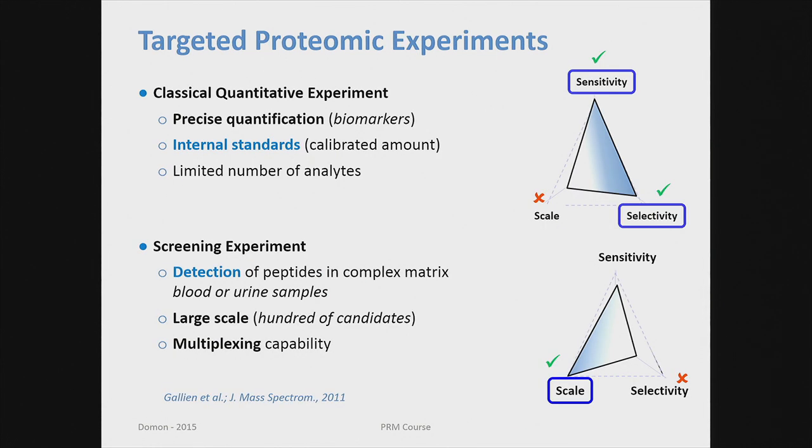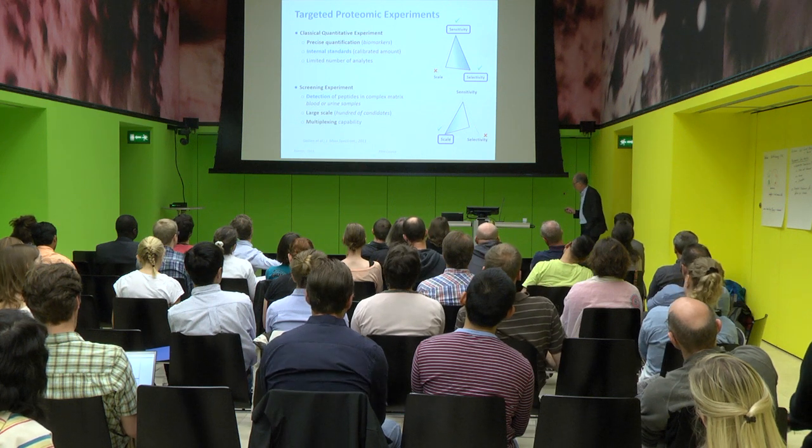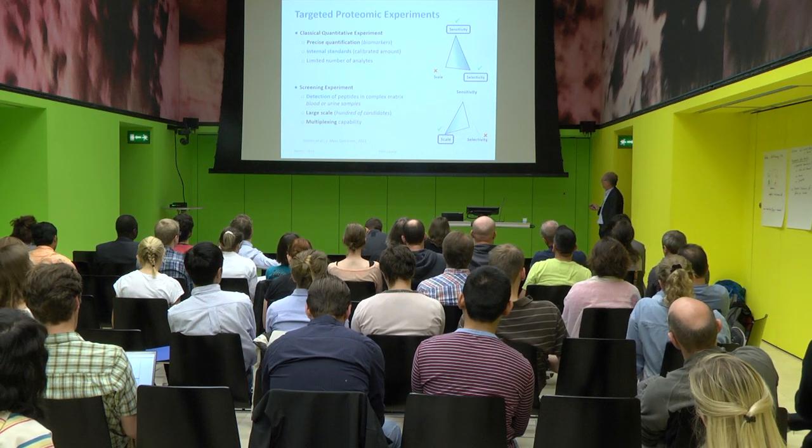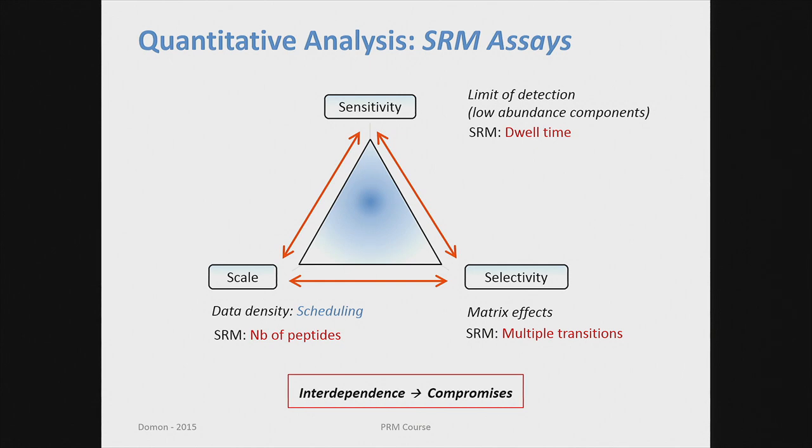So I think I covered most of that so far. I will now try to spend a couple of minutes on how we can measure more peptides, and we have to compromise a little bit on some of these parameters, right? And this is a typical scheme of an SRM experiment, where basically you have the dwell time, the number of peptides, the number of transitions, and you have to combine them and find an equilibrium corresponding to the type of experiment you try to do.